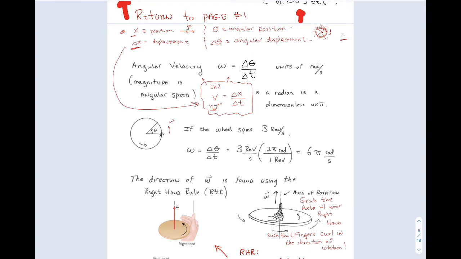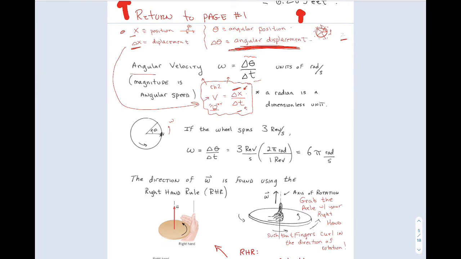Just like in chapter 2, if the position changes during a certain period of time, then they have a velocity. The velocity v was defined as your displacement divided by your time. Just like the displacement can change over a period of time, the car has a velocity. The angular displacement can change over a period of time. So instead of calling it a velocity, that's called an angular velocity.